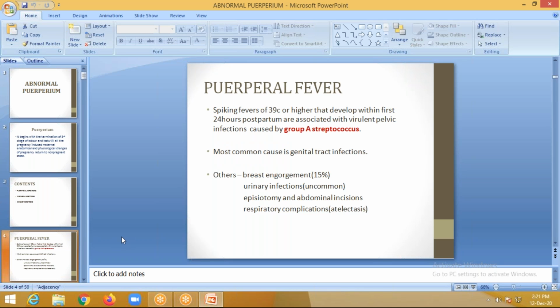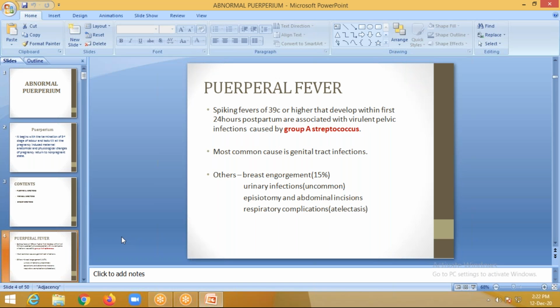In that, first we discuss puerperal fever. This is very common, and there are many causes for it. The most common cause is genital tract infections. First of all, what is puerperal fever? It is a spiking fever of 39 degrees or higher that develops within the first 24 hours of postpartum, and is associated with virulent pelvic infections caused by Group A streptococcus. Group A streptococcus is the most common organism associated with puerperal fever.